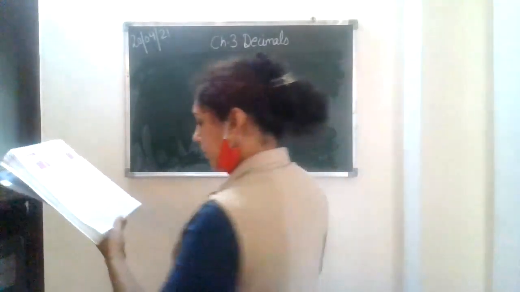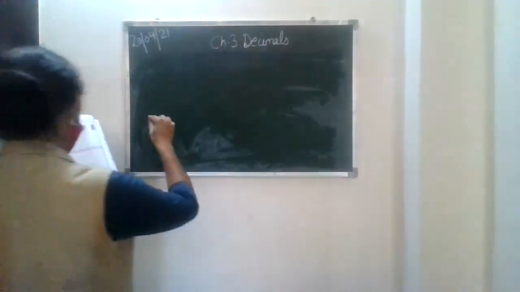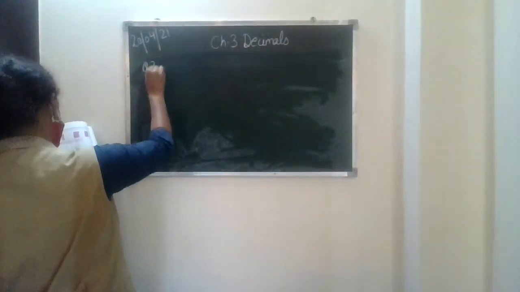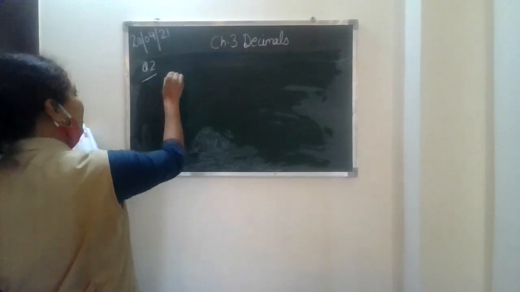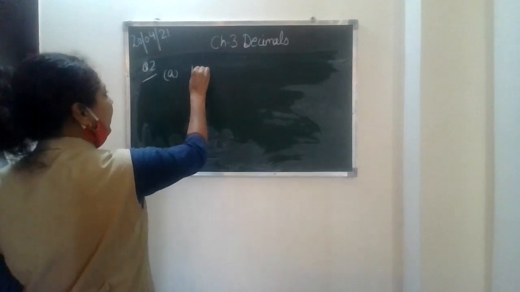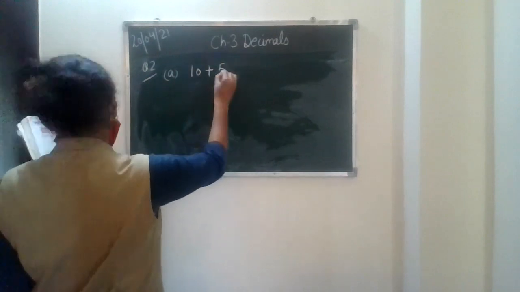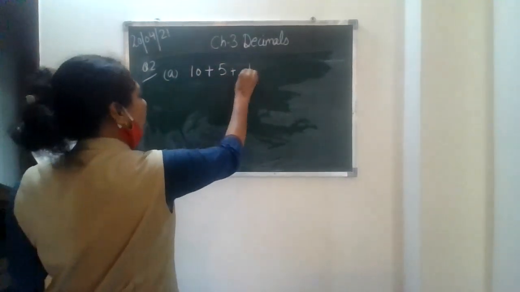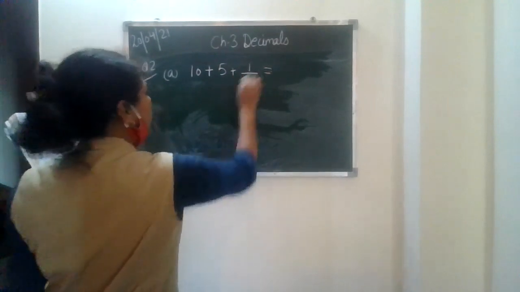Now, if I ask you, write each of the following as decimals. Question number 2. This is an expansion form of the number. You have to write it in a decimal form. 10 plus 5 plus 1 by 10. So how it is going to come?